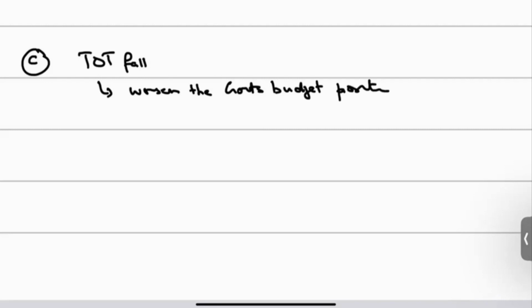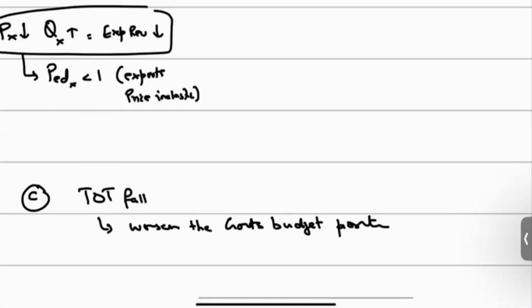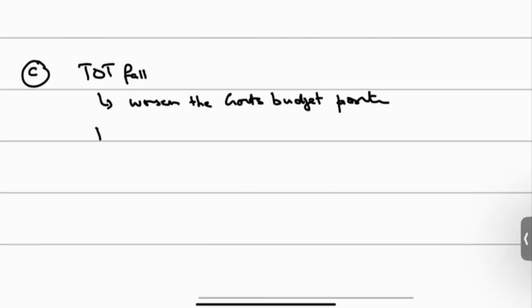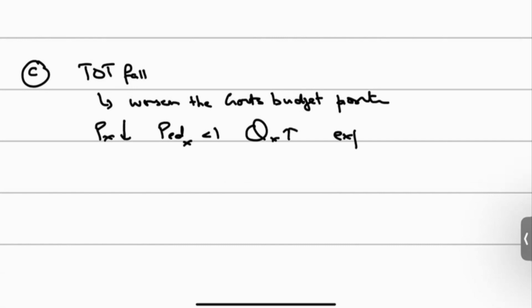It will worsen the budget position because let's say that if the export prices go down and the PED for exports is inelastic, it is less than 1. So what will happen? The quantity of exports will go up, but significantly less. And as a result, the export revenues will go down.